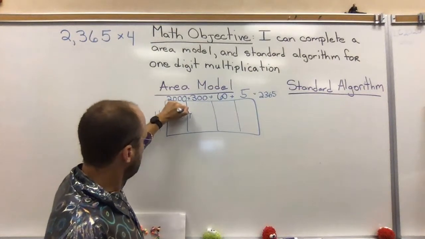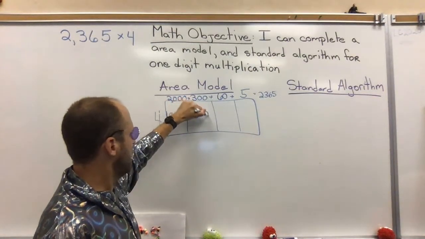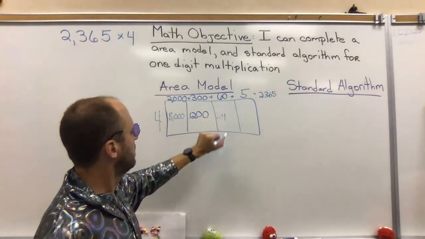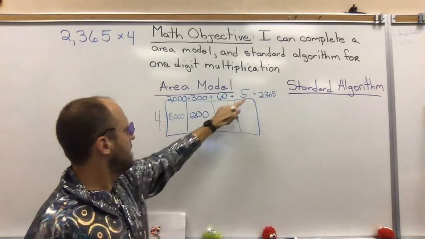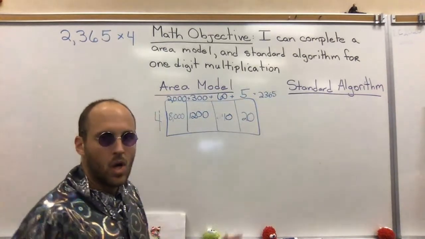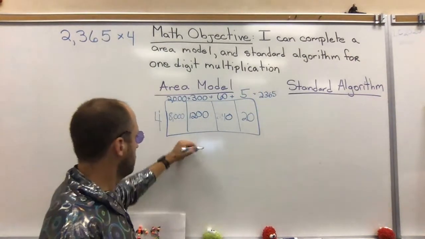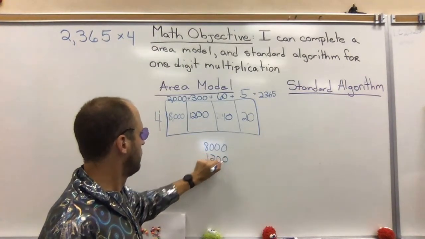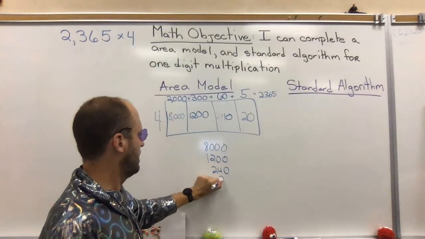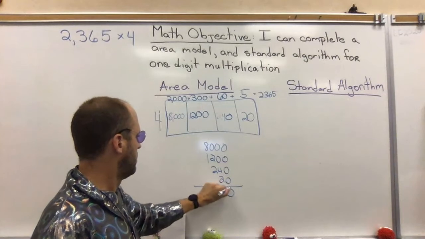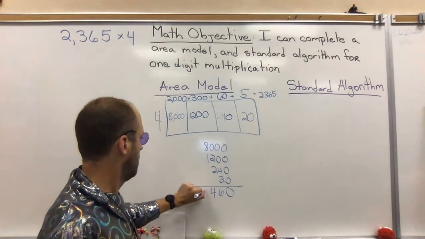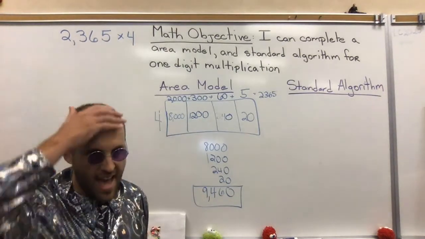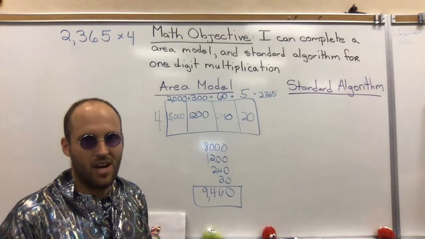3 times 4 is 12, and then we add 2 zeros there, because we have 2 zeros at the end. 6 times 4 is 24. We take a 0 there. And then 4 times 5 is 20. Last step, we take all 4 of those numbers and we add them together. We have 8,000, 1,200, 240, and 20. Add them up, and our answer is 9,460. If I had hair, it would be standing on its head for how awesome that was.